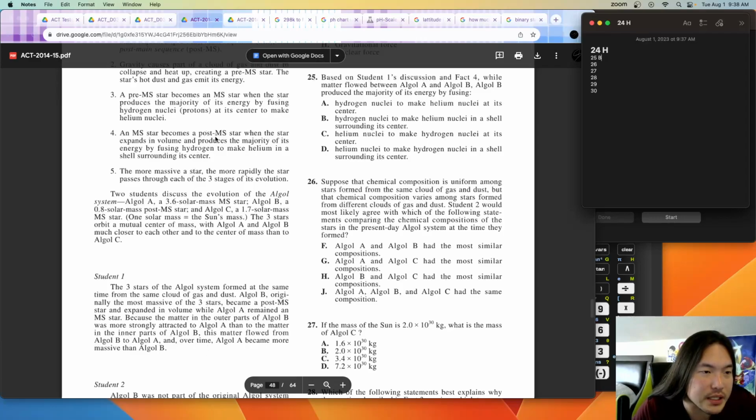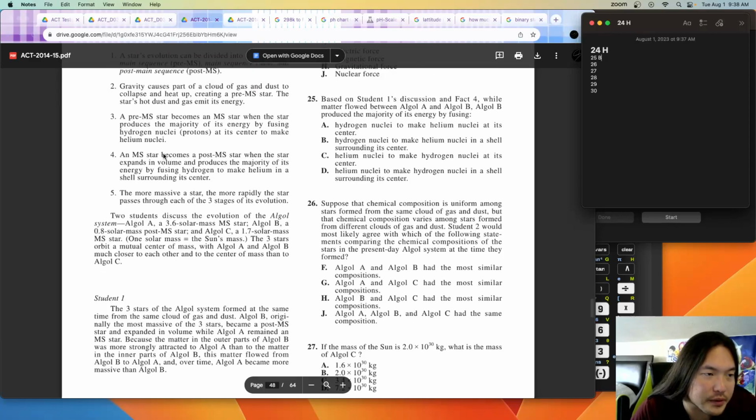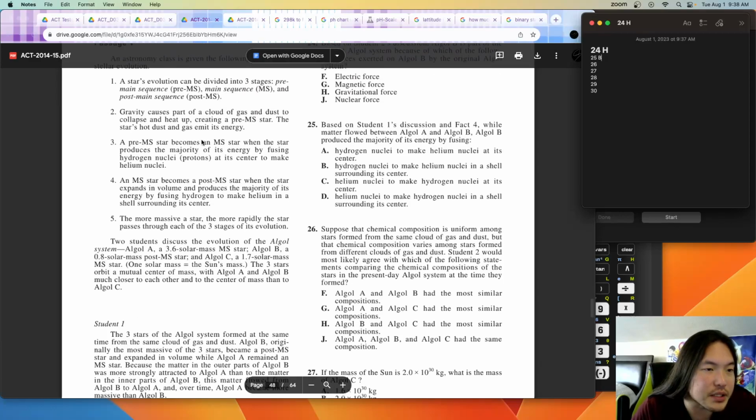A post-MS star is a star that expands in volume and produces the majority of its energy by fusing hydrogen to make helium in the shell surrounding the center. This is the important part, right? And so the MS star is fusing the hydrogens at the center. The post-MS star is fusing the hydrogen outside the center, in a shell outside of the center. That's what we're looking for, right? B.